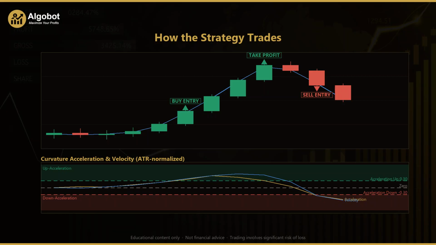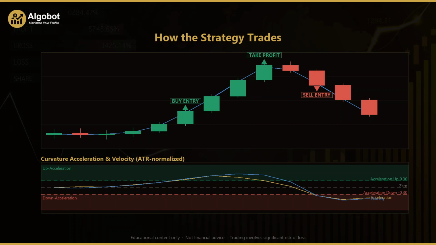Watch what happens next. The rally rounds over. The final push loses steam, the acceleration in the subpanel collapses back toward zero, and price stalls near the top. The target was met before momentum faded, which is precisely how the exit logic is meant to behave. Then the mirror image sets up.